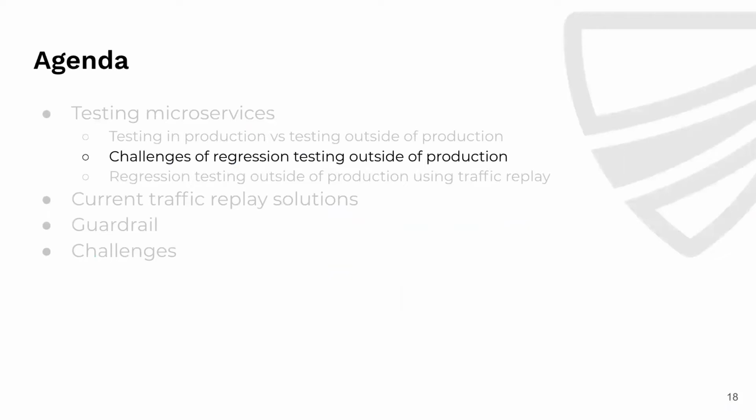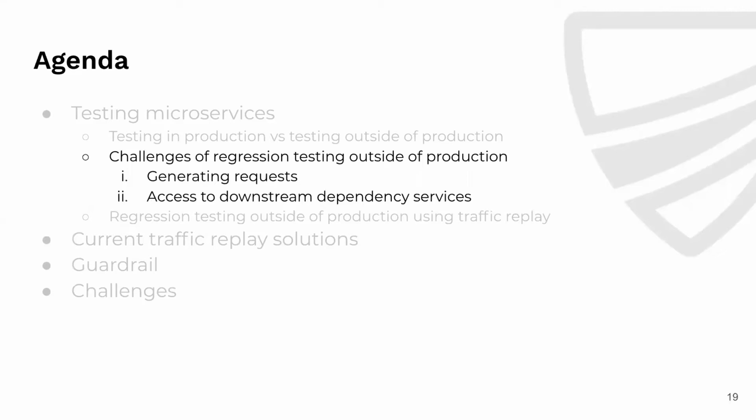Now that we've established that we need to test the behavior of the store service 2.0 as a whole, we need to run those tests outside of production. And we've identified regression tests as a way to do that. We can talk about the challenges developers encounter when they implement those regression tests. Those challenges are generating the requests to issue against the service under test and accessing downstream dependency services. We'll go further into detail about what those challenges mean.